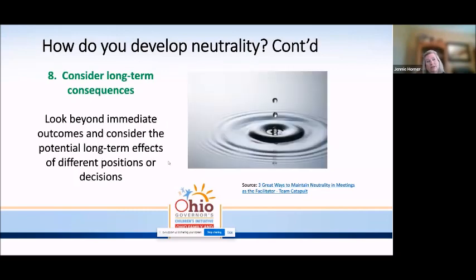And also consider long-term consequences. Whatever you're discussing in those meetings and whatever you're bringing to the table might have long-term effects down the road, or different decisions may happen because of something you may have said, an opinion of yours. So make sure that you're keeping that in check as well.